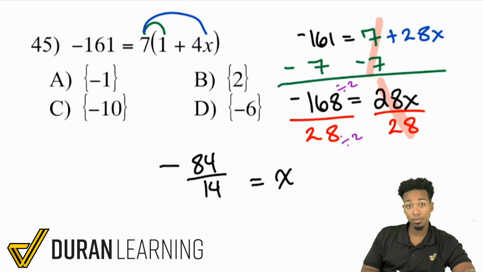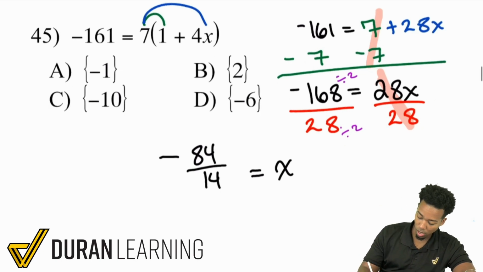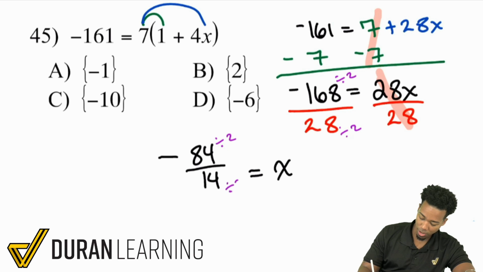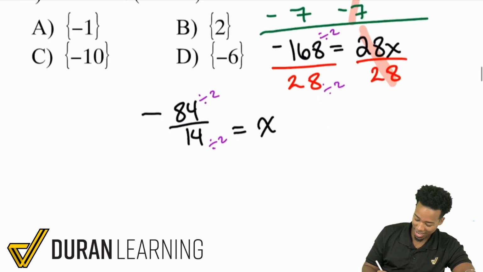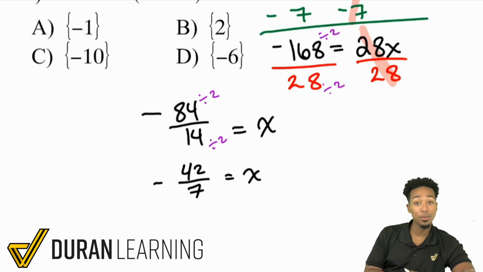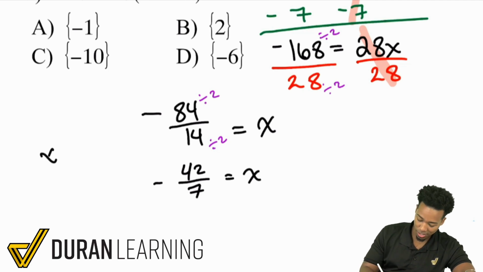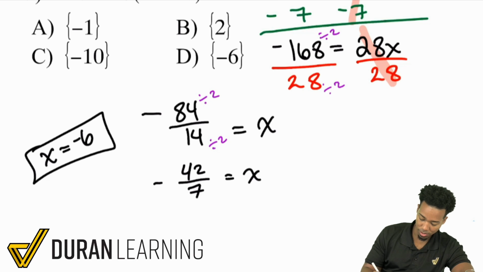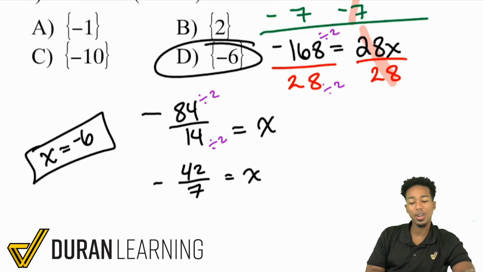If I wanted to, I could divide the top and the bottom by 2 again. You don't have to do it all at once, my party people. And so here what you'll get is negative 42 divided by 7. And from there, we know what 42 divided by 7 is. That is 6. So the answer will be negative 6. And that is D right there.